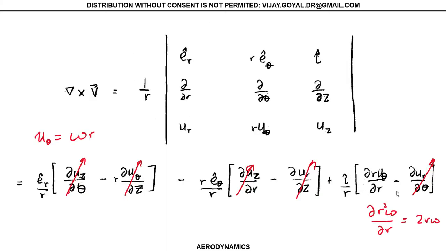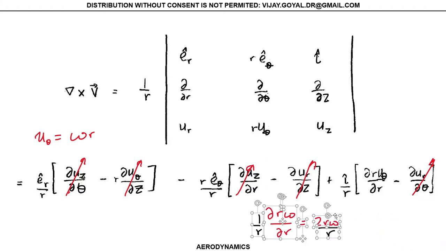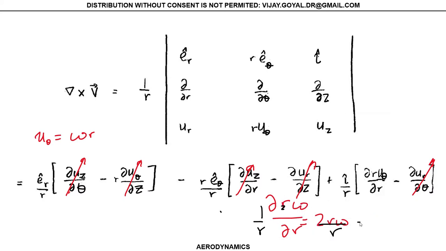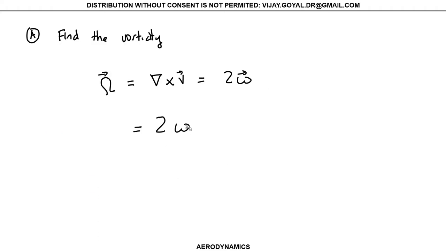So you really have r squared times this, and they have this 1 over r there. So when you divide this by r, this gives you 2 times omega. So you can see that your expression actually gives you 2 times omega, and in the k direction, that kind of makes sense.